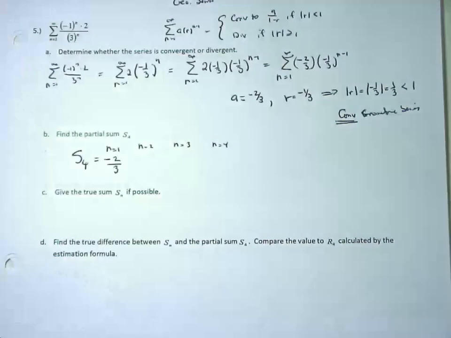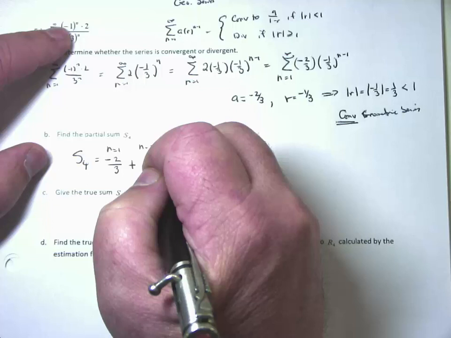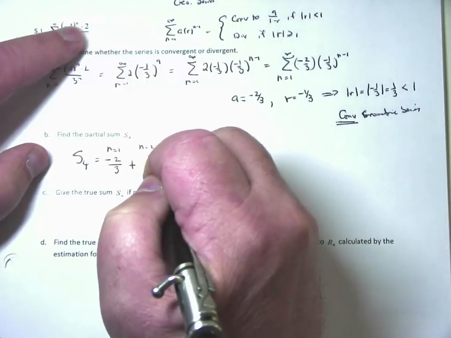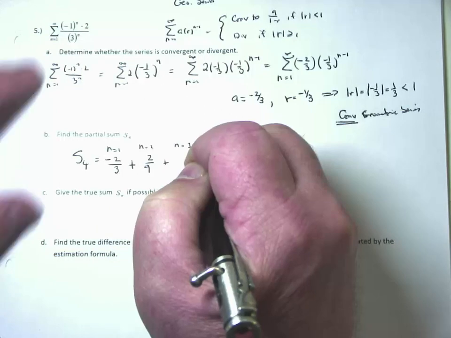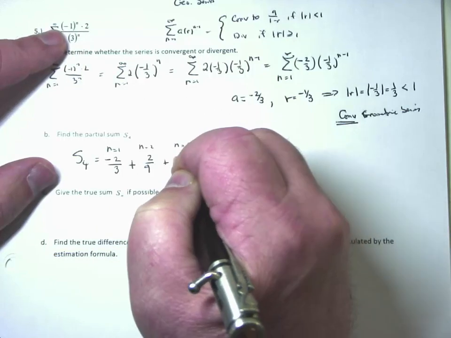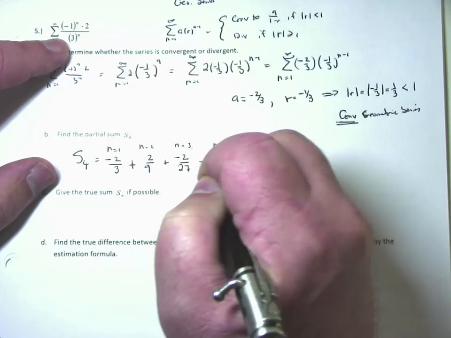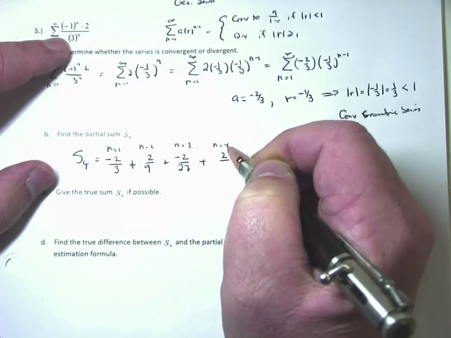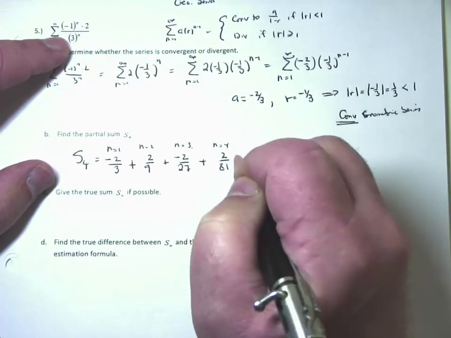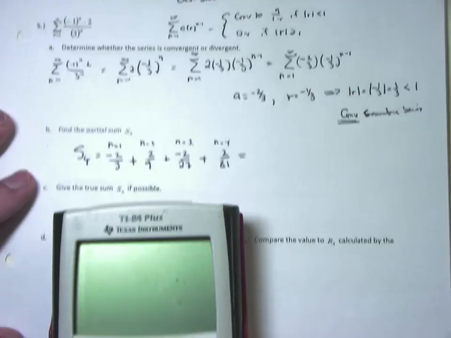So that's -2/3. Plus, I'm going to plug in 2. -1 squared is 1 times 2 is 2 over 3 squared is 9. Plus, plug in 3. -1 cubed is -1 times 2 is -2 over 3 cubed is 27, plus plug in 4, negative 1 to the 4th is 1, times 2 is 2, over 3 to the 4th is 81, and that's where I stop. First 4 terms. So I'm going to add this up on my calculator here.